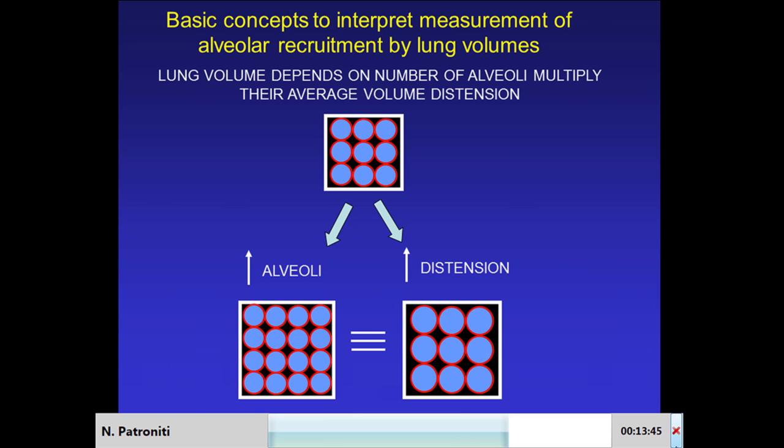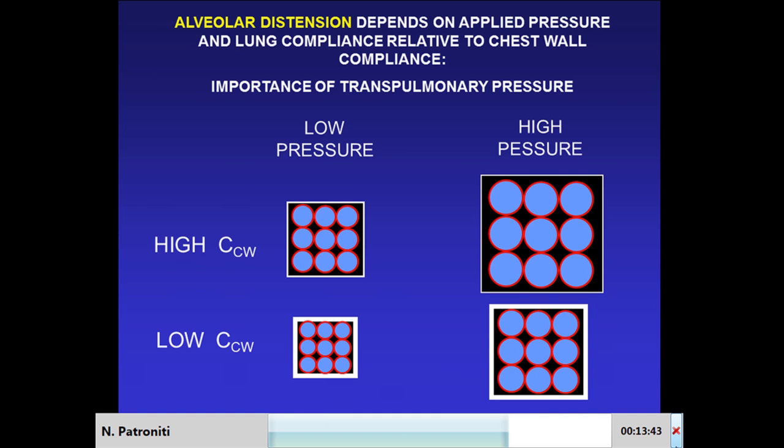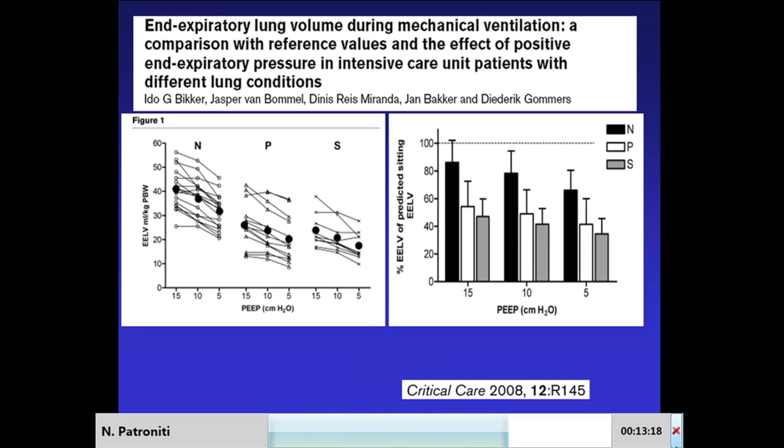You measure the volume, you don't know why. The same, depending on the patient, you will have a different volume increase with the different changing of the pressure. Even without changing the number of alveoli, two patients with different chest wall compliance will have a different lung volume change with the same pressure change. That's why we see different end expiratory lung volume in different conditions.